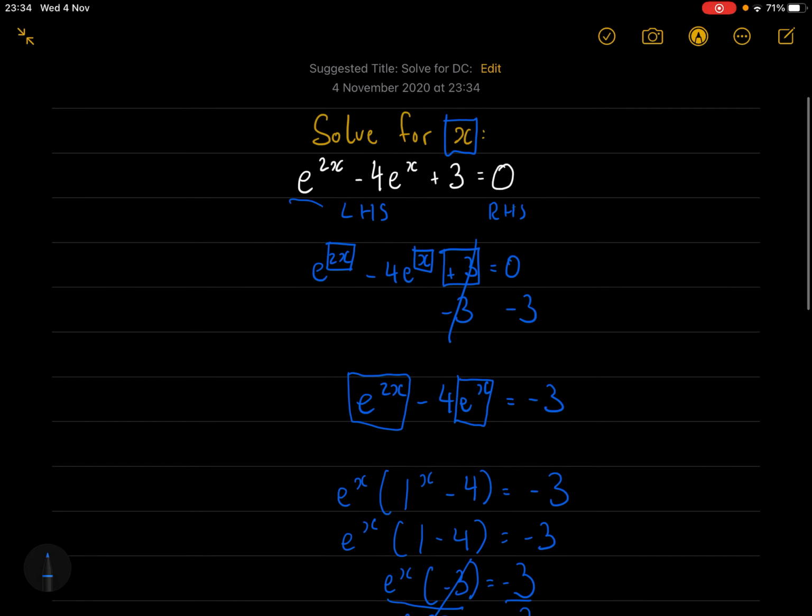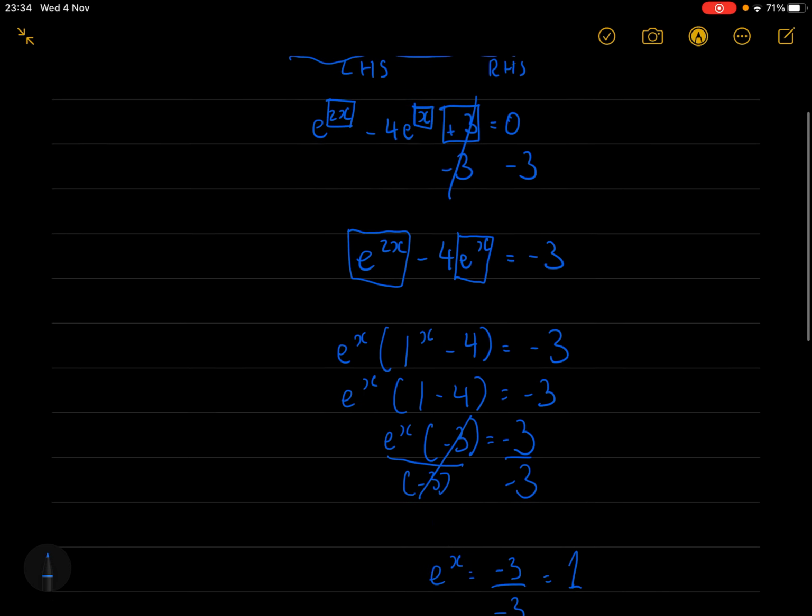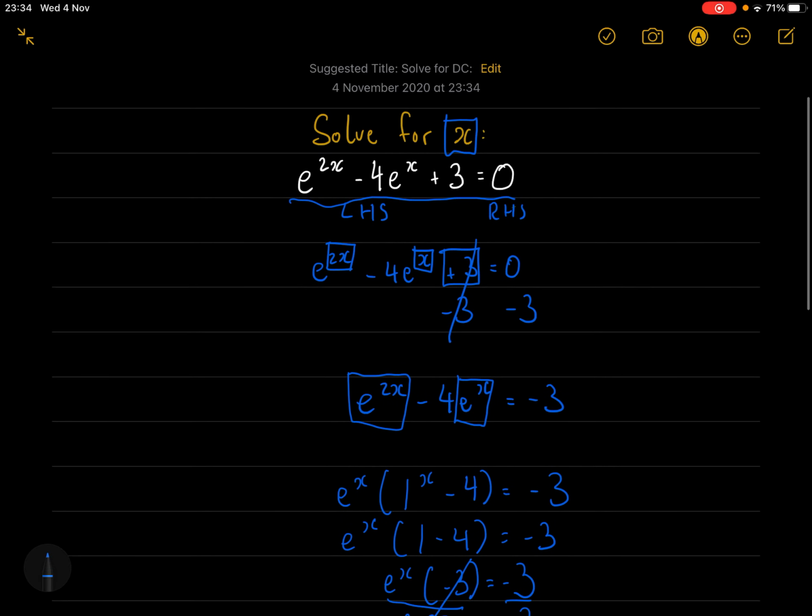So in that case, in this equation, if we plug in 0, we are going to get 0. So e to the power of 2 times 0 minus 4e to the power of 0 plus 3 is equal to 0.